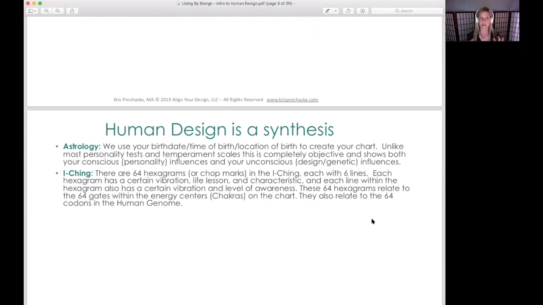And each hexagram has a certain vibration or life lesson or characteristic. And each of those 6 lines within the hexagram has a certain vibration and level of awareness. So these 64 hexagrams relate to the 64 gates within the energy centers. You're going to see this in the chart in just a minute. And they also relate to the 64 codons in the human genome. Again, I'm going to show you this in just a minute.